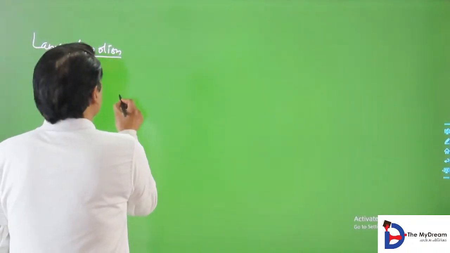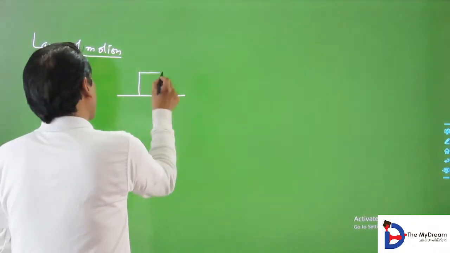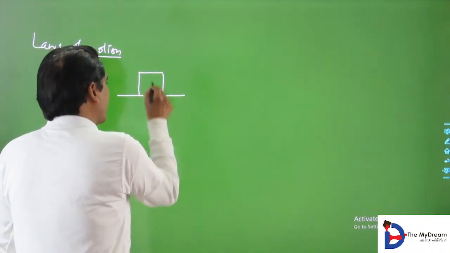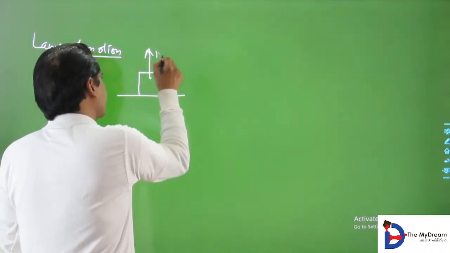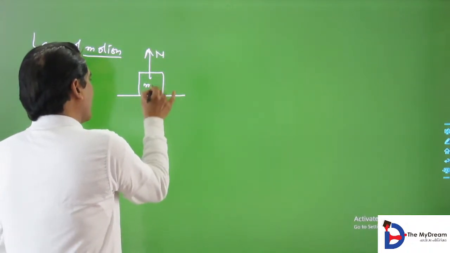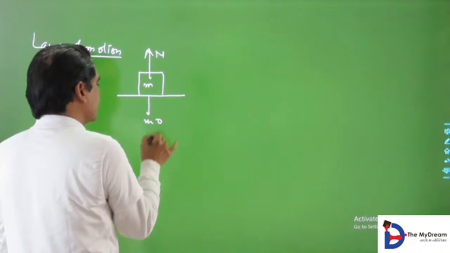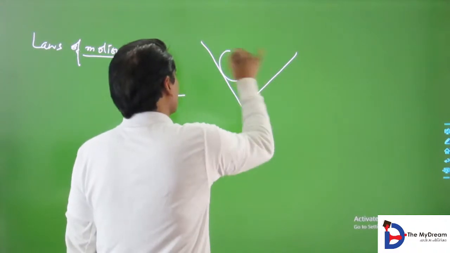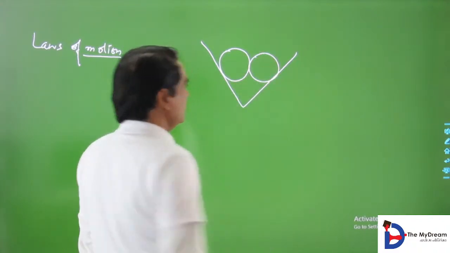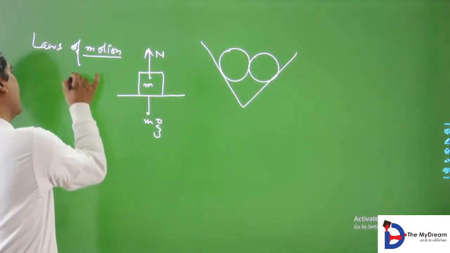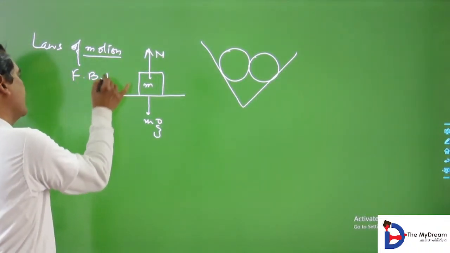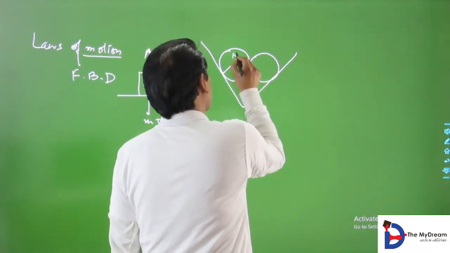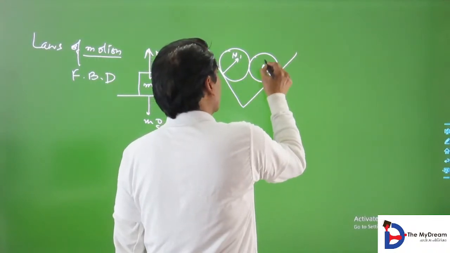Suppose you want to discuss the normal. Suppose a block is given to you, and the normal is always perpendicular to the surface. This is the block of mass m, and this is the weight. Suppose there is the presence of two spheres and you want to discuss the free body diagram. So N1 is the normal for this one and N2 is for this.